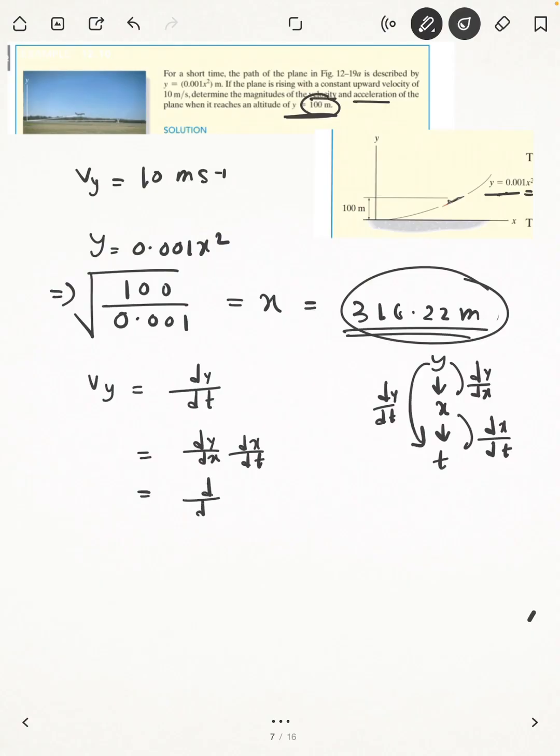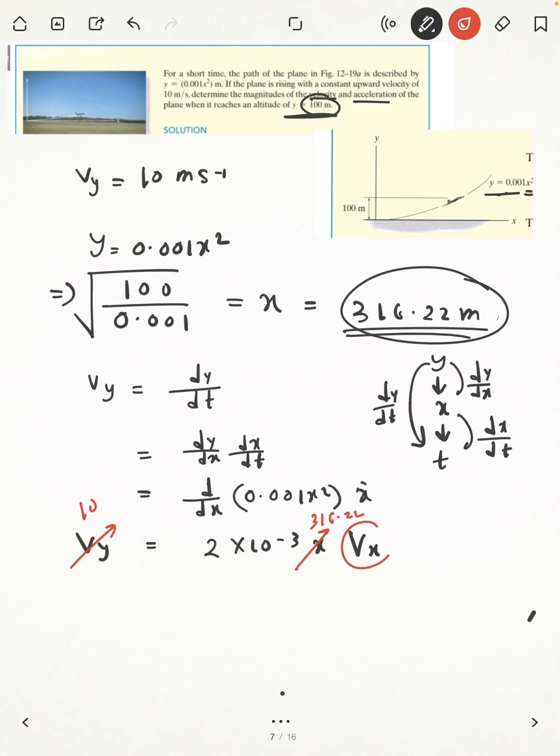What is dy by dx? If I do the differentiation of 0.001 x squared, and dx by dt is x dot, you're going to end up with 2 into 10 to the power minus 3 into x, and then x dot, which is basically vx. And vy we have, this should be 10, and the x value should be 316.22, and we have to find the value of vx. So if you find the value of vx, you're going to end up with vx as 15.81 meters per second.